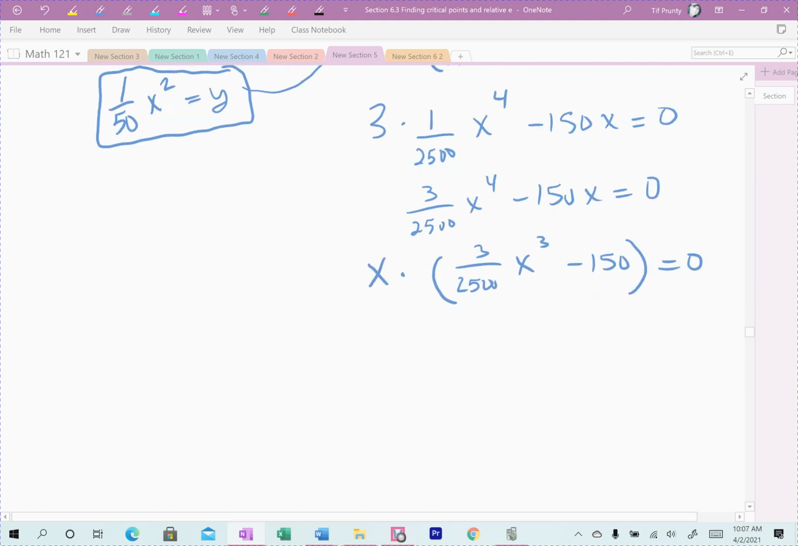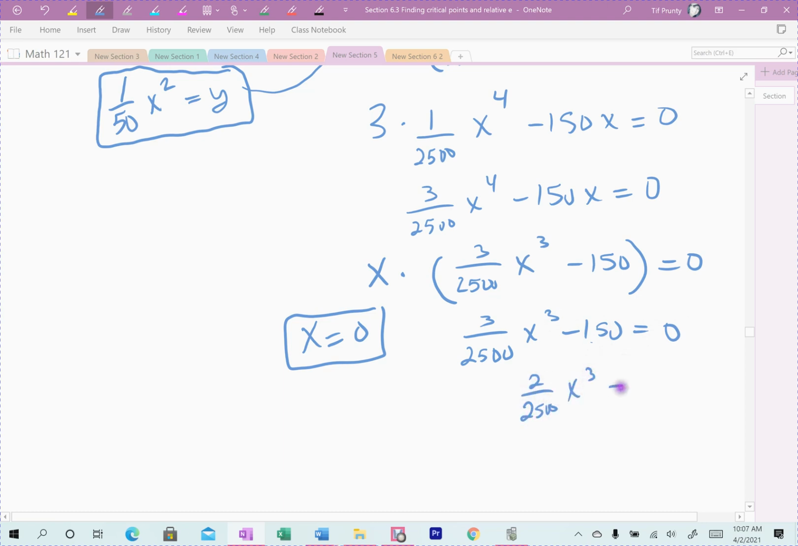Alright, so I do have two factors. I've got the first factor x, which gives me x equals 0. Alright, so I've got x equals 0 as a critical value. And then the second one's going to take me a little more work to do. I've got to isolate the cube and then take the cube root. Alright, so I'm going to move the 150 over. Alright, I add it to the other side. Change that to a 3 instead of, or 2 instead of a 3, and then multiply by that ugly fraction.